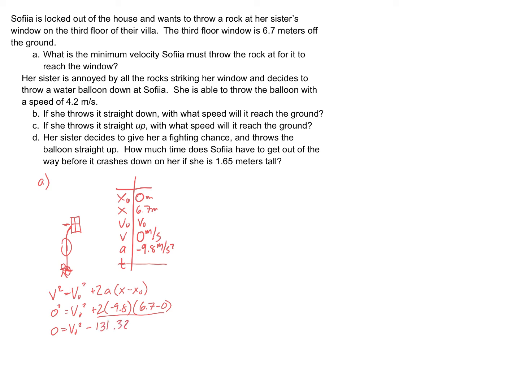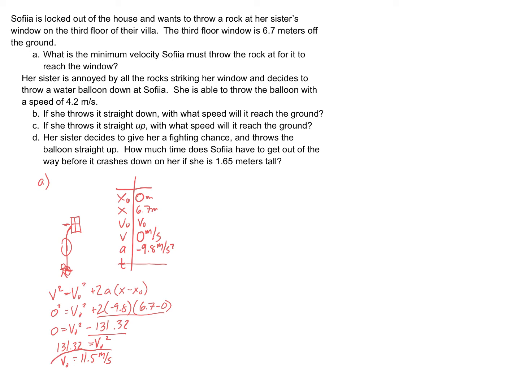And then we can add this over to the other side. So we'll have 131.32 equals v naught squared, and square root both sides, and we should get that our initial velocity is equal to 11.5 meters per second.